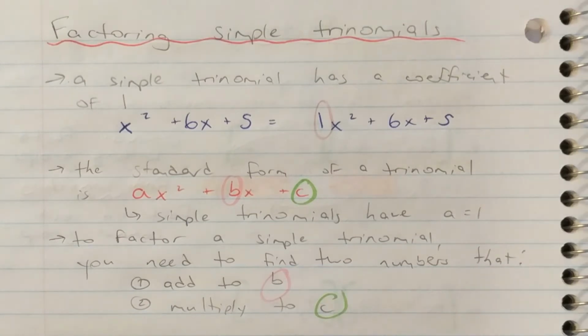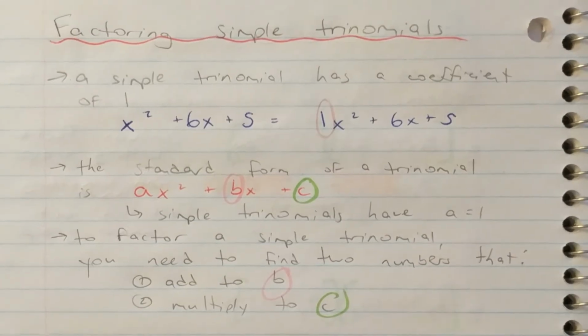This is where knowing your times tables comes in really handy. That's the fastest way to do it, is just to kind of know them. Eventually you'll get into some muscle memory and you'll be able to do this a lot faster, but for now we're just going to take it slow.